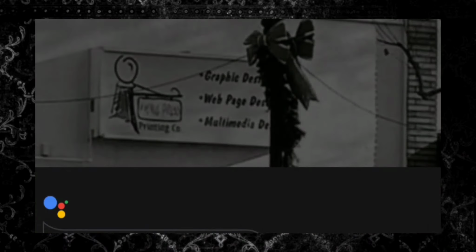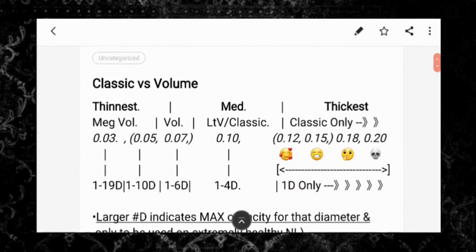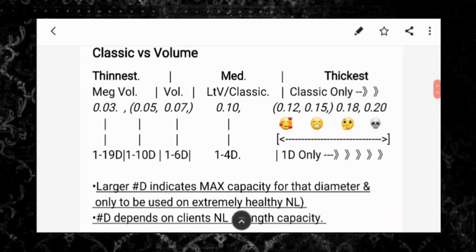Let me open my notes. Okay, so I've made this for you guys, I've broken it down. Up on top you see this is classic versus volume. We go from the thinnest to the medium size to the thickest lashes.